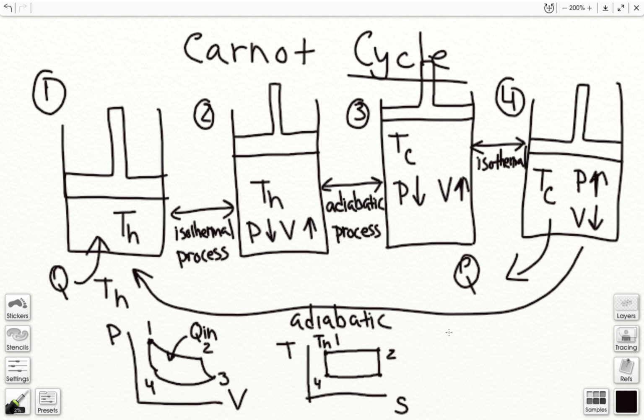Now this cycle is a model and is not possible to perform physically. The cycle was first developed to establish that an engine cannot convert all the heat energy from combustion into mechanical energy. In the next video, we'll go into more detail on calculating the efficiency of this cycle and a little more detail on these graphs.